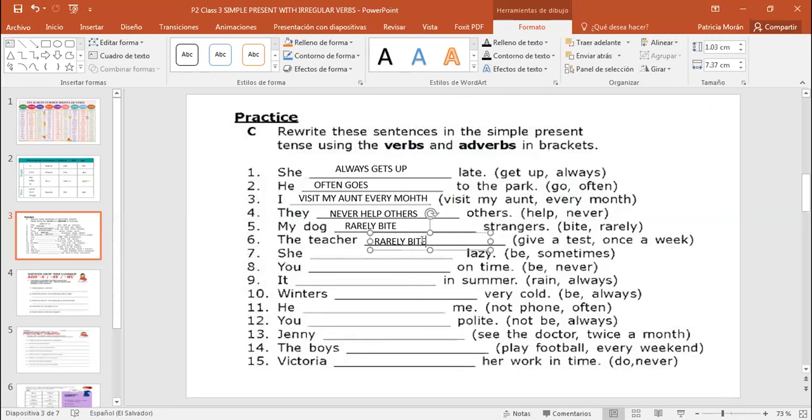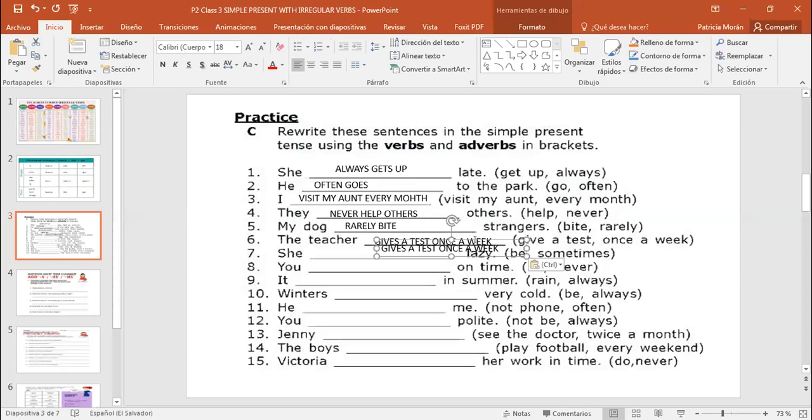Okay, let's see. My teacher give a test once a week. ¿Qué tenemos que hacer ahí? Agregar la S. Okay, gives a test once a week. Okay, very good, excellent. Okay, number seven. How do you think it is? She lazy. Pero ese B, ¿qué hago con ese B? Sería is. I have to conjugate, right? With is, yes. She is sometimes lazy, right? Okay, very good.